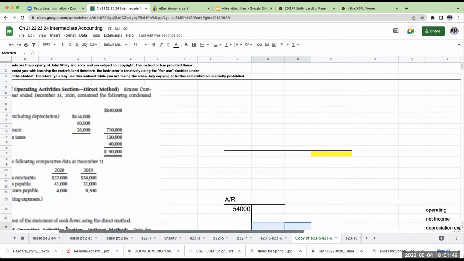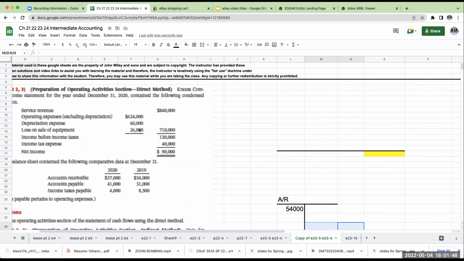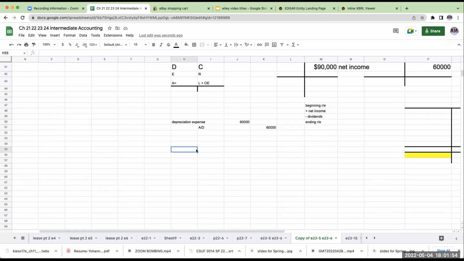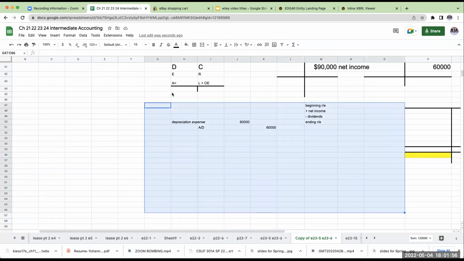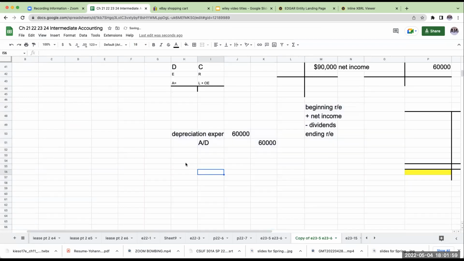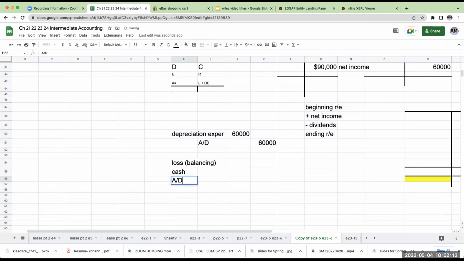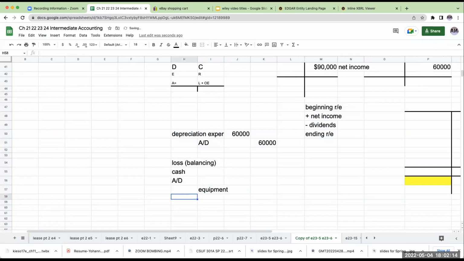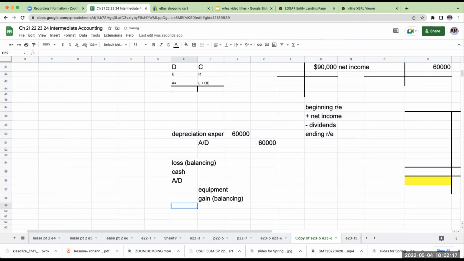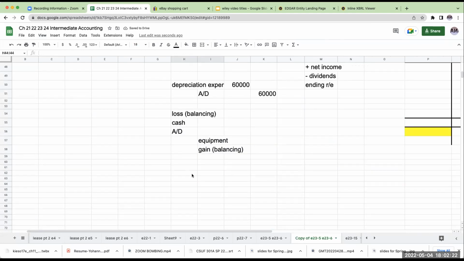I'm seeing over here a loss on the sale of equipment. Well, how does that loss on the sale of equipment happen? When we sell equipment and we're going through and doing our cash flows, this is what I would recommend that you do. You write up a journal entry that we always use when we sell equipment: a loss, balancing. We also will be getting cash, debiting accumulated depreciation, and I'm going to credit equipment. And I'll have a gain, balancing. Now you might be going, what the heck is going on here? What are you doing? Great question.